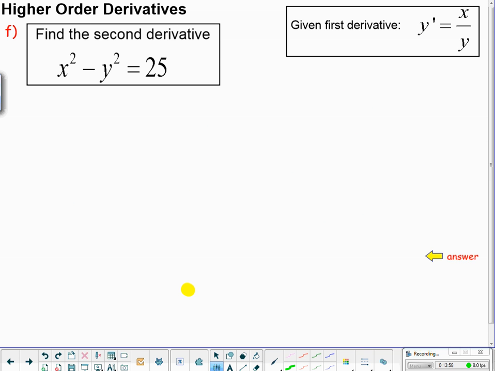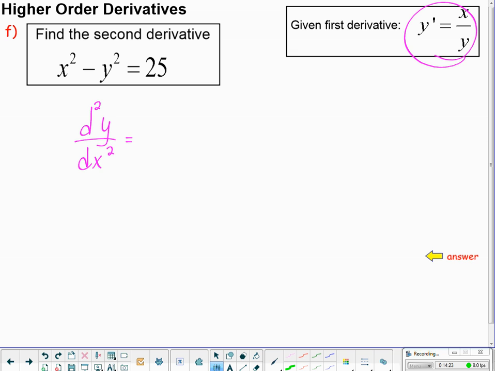We could go through this. You know what? I kind of cut us a break here, didn't I? I'm giving us what the first derivative is. So let's work off of that fact and go into a second derivative. So I want to get to my second derivative. And I could say y double prime, or I could go d squared y over dx squared.